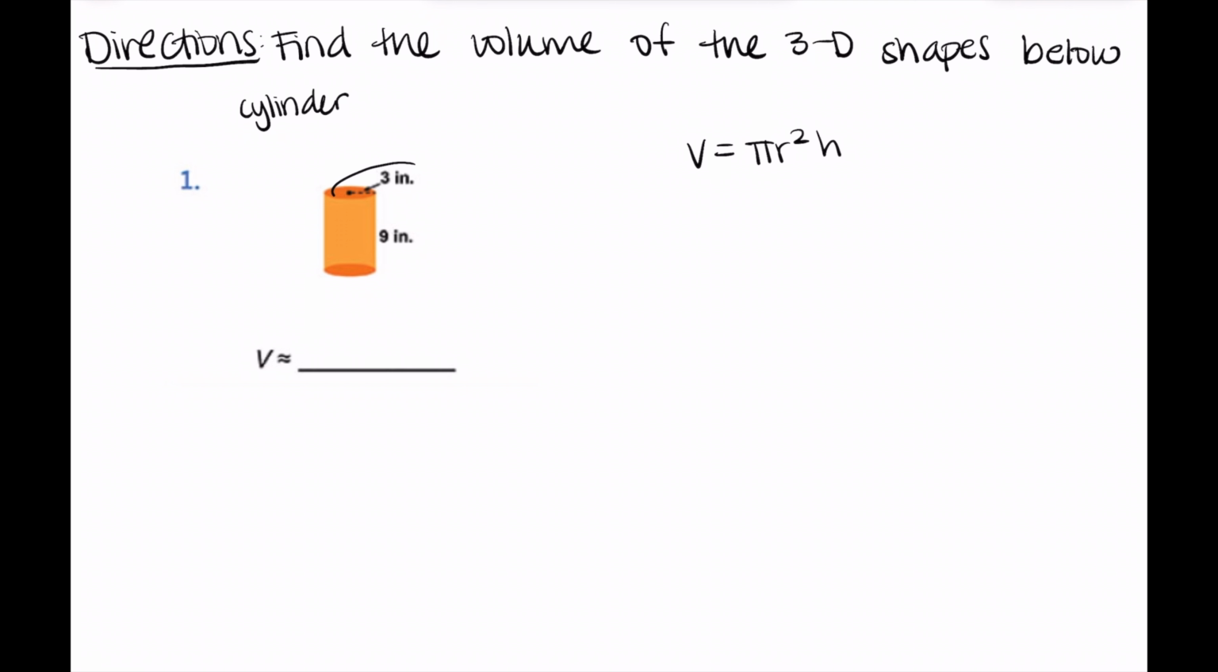Obviously, pi is just a number, so we'll leave that. Our radius here is 3 inches, right? It's the point from the center of the circle to the outside. So our radius is 3 inches and our height is 9 inches. So now that we've distinguished what each variable is, we can plug in for those variables. So we will have V equals pi times 3 squared times 9. And I would keep the pi in up until the last step.